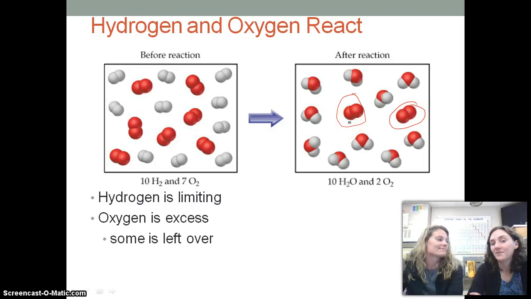So that's the gist of limiting reactants. Limiting reactants get used up. Excess reactants are left over.